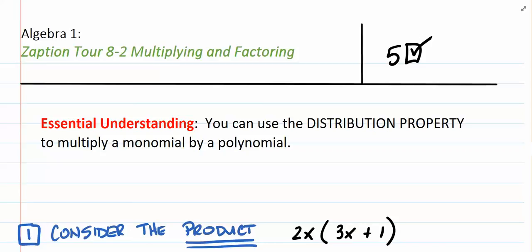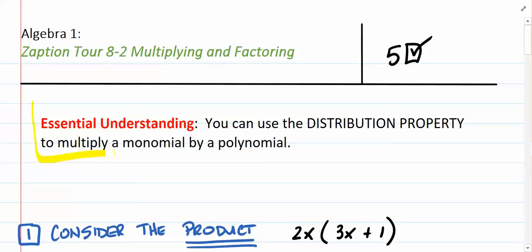Welcome to Zaption Tour 8.2, Multiplying and Factoring. There are 5 boxes. The essential understanding in this lesson is that you can use the distribution property to multiply a monomial by any polynomial.